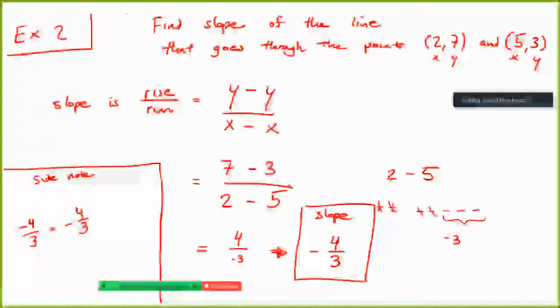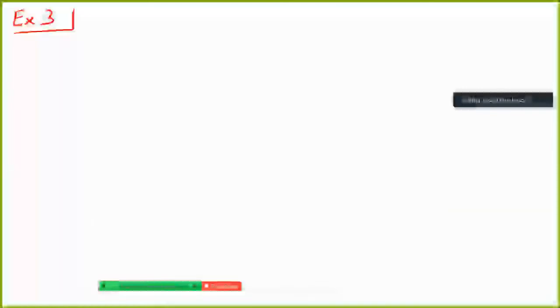So if you're given 2 points, so example 3, given 2 points, find the slope. Often the instructions are just like I wrote it on example 2. Find the slope of the line that goes through the points. Find the slope from the 2 coordinates, the 2 points.